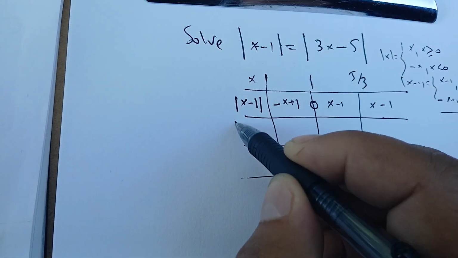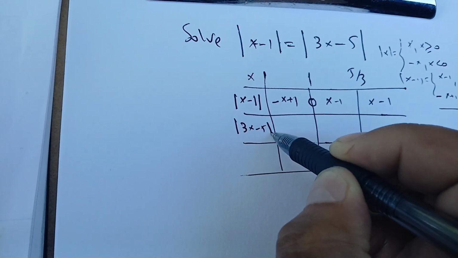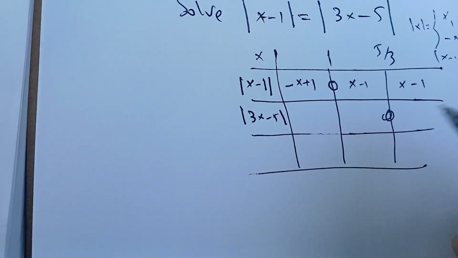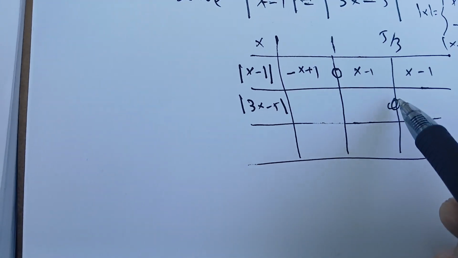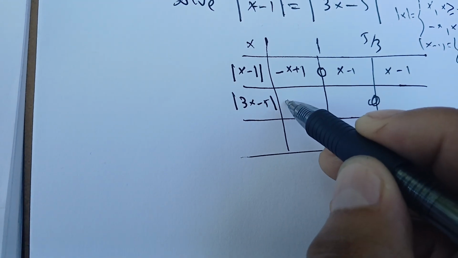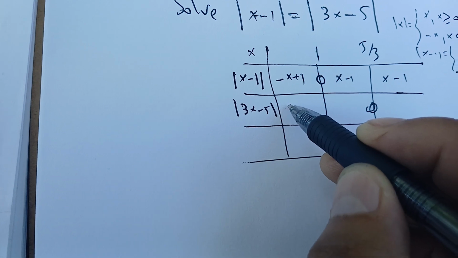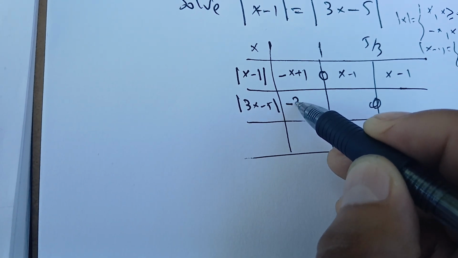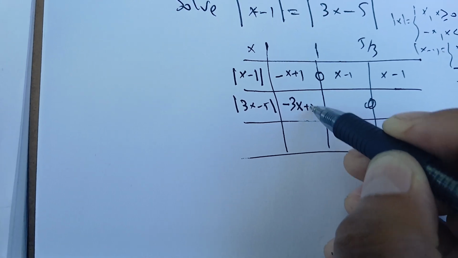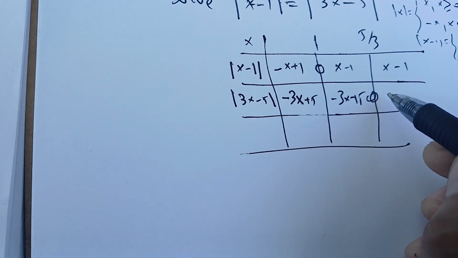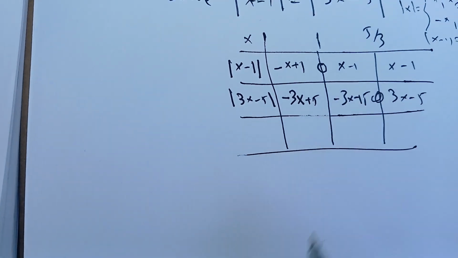So the next one is the absolute value of 3x minus 5. This one is 0 when x is 5 over 3. If x is less than this value, this quantity 3x minus 5 is negative. We make it positive by multiplying by the minus sign, so it's going to be minus 3x plus 5. If x is bigger than 5 over 3, it's going to be 3x minus 5.